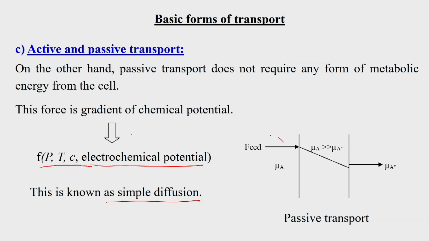Say the feed has a chemical potential of mu A, and this chemical potential value is low on the permeate side, or we can say the strip side. So a particular target component A will diffuse due to this passive transport, or we can say just by simple molecular diffusion.